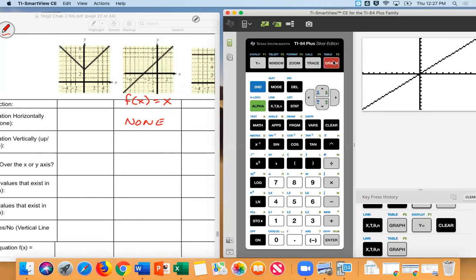Let's see if we can make that look like this. There is none. Can we shift it up? Jake, how many did I move it up? 1, 2, wait, 3. 3.